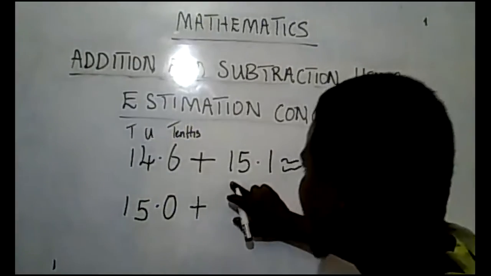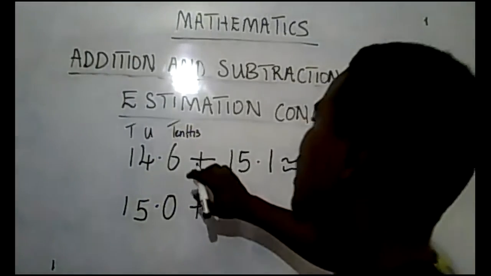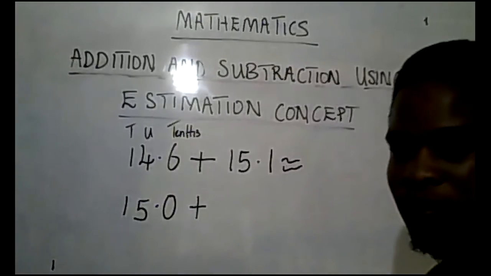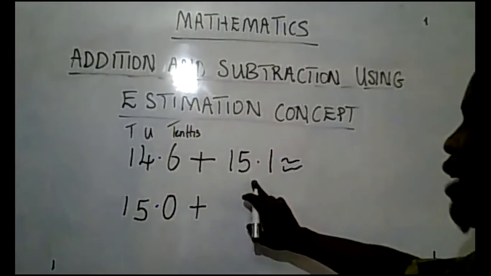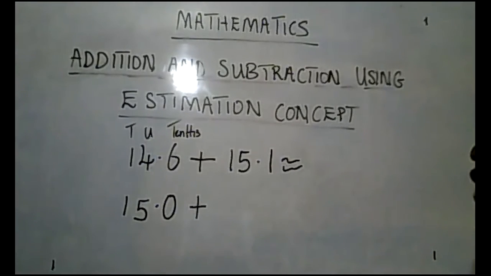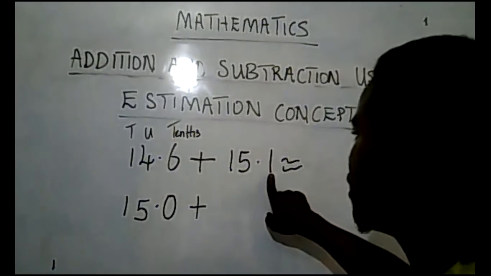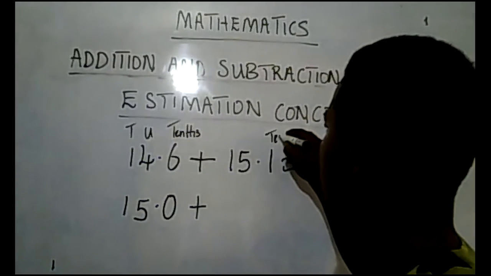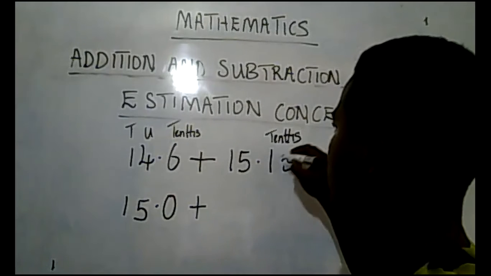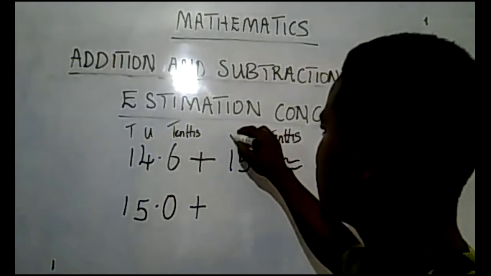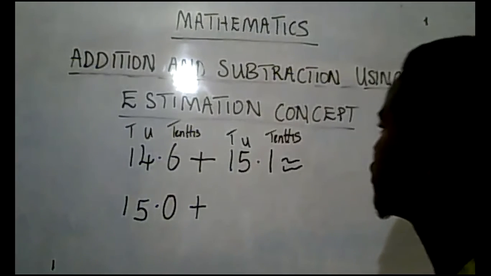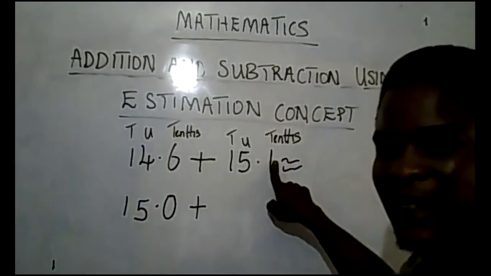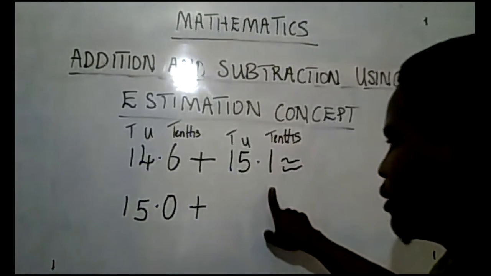Now, looking at the second figure given to you, it said plus 15.1. Now, this is 15.1. How do you convert this? How do you round this up? Look at the number in the 10th place. This is 10th. This is your unit, right? This is 10. Now, the number in the 10th place is 1.